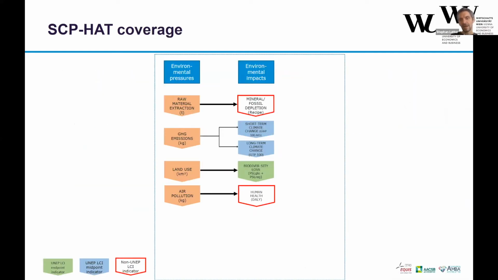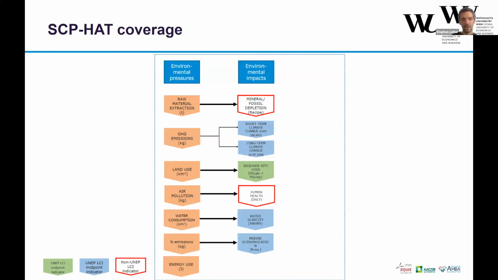Very briefly, what's the coverage of the tool? So far, we had covered raw material extraction, greenhouse gas emissions, land use, and air pollution. And these environmental pressures were translated into environmental impacts via LCA impact coefficients. So into depletion, into climate change potentials, long-term and short-term, into biodiversity loss, and into human health impacts. Now with the new version, we also introduce water consumption and water scarcity. We introduce nitrogen emissions translated into marine eutrophication, and we introduce energy use.